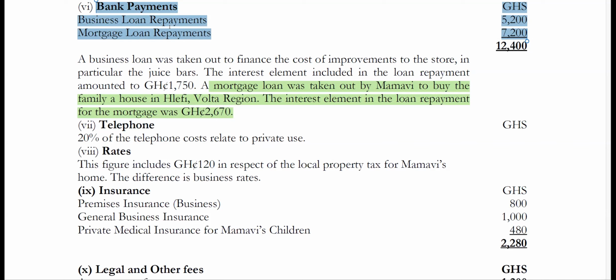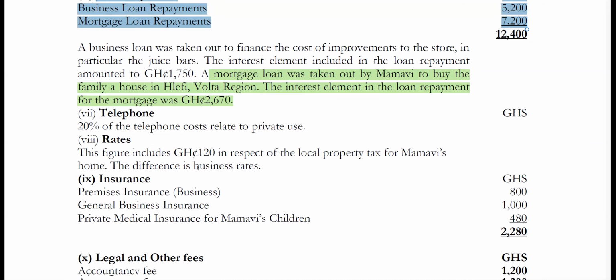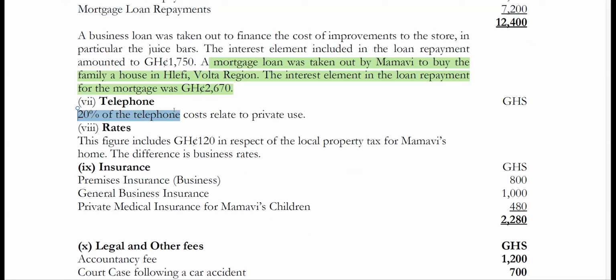The loan payment. So loan payment, should it be allowed in the profit and loss account? No. It's only the interest element, right? And they are saying 20% of the telephone relates to private use. That means you have to take 20% away, right?